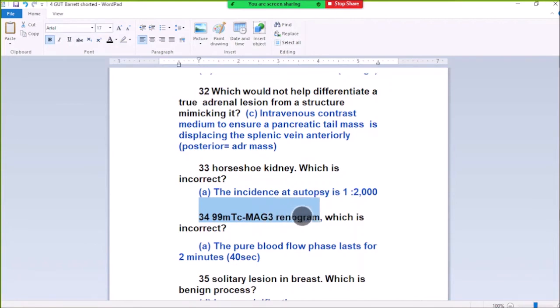Question 34. Technetium-99m MAG3, which is incorrect? The pure blood flow phase lasts for 2 minutes, 40 seconds. This is incorrect because the pure blood flow phase lasts for 40 seconds, similar to the arterial phase, about half a minute or 1 minute. It's not 2 minutes.